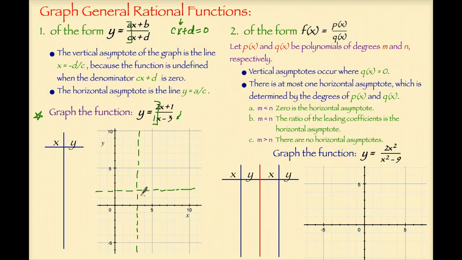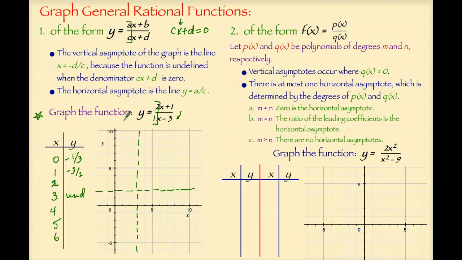Once we have the asymptotes drawn, we want to pick a few points on either side of the vertical asymptote. So we'll let 3 be the center of our table. We know the function's undefined there, but this indicates that we're going to look at 2, 1, and 0, 4, 5, and 6 to get enough points to graph the branches on either side of the vertical asymptote. When we put 0 into the function, we get negative 1/3 as the y value. When you put 1 into the function, 2 plus 1 is 3. 1 minus 3 is negative 2. That's negative 3/2.